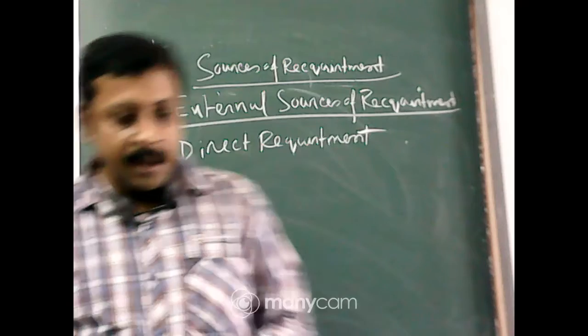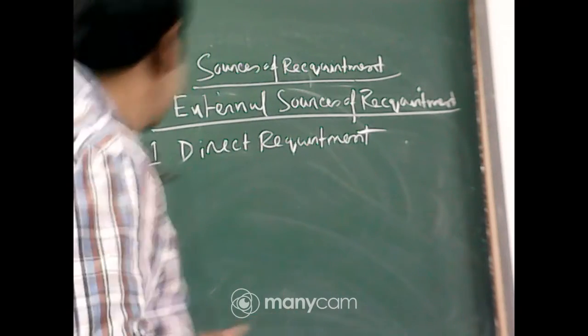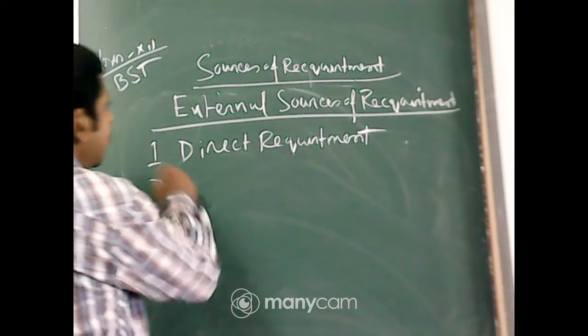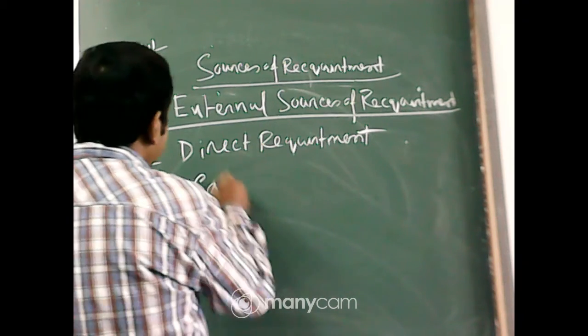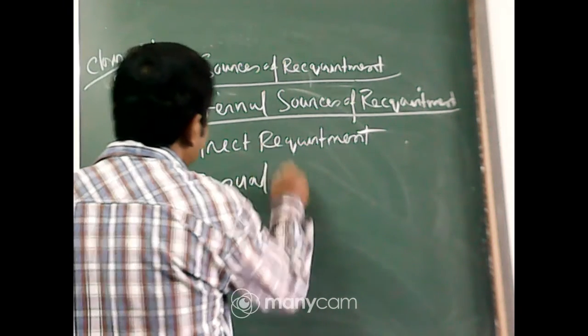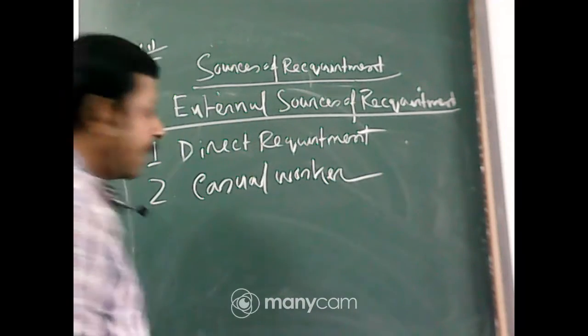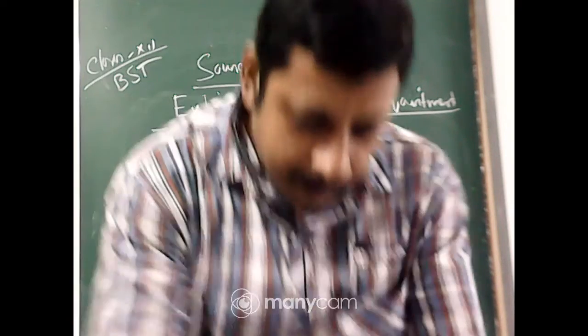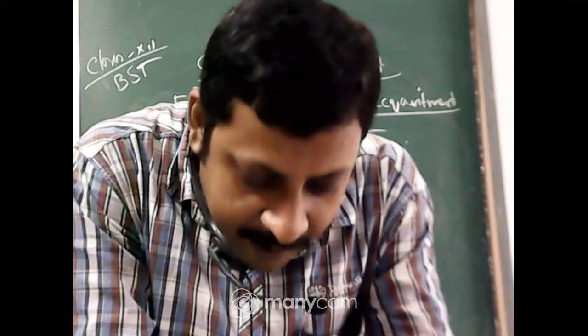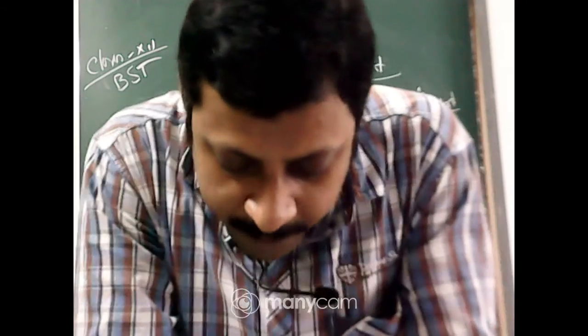Okay. Now second is casual workers. There is another source, that is casual workers. Casual worker means many reputed business organizations keep a database of unsolicited applications in their office.